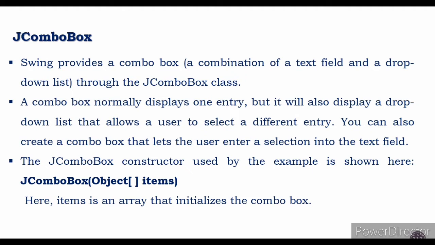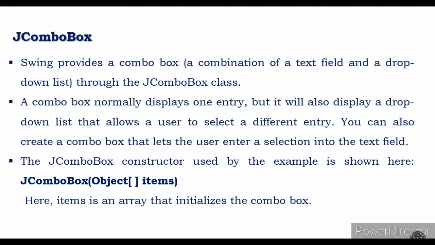text field. A combo box normally displays one entry, but it also displays a drop down list that allows the user to select a different entry. We can also create a combo box that lets the user enter a selection into the text field. Suppose one text field is there with a J combo box. When I enter a particular item which is present in the J list in the text field, that item is selected from the J combo box.